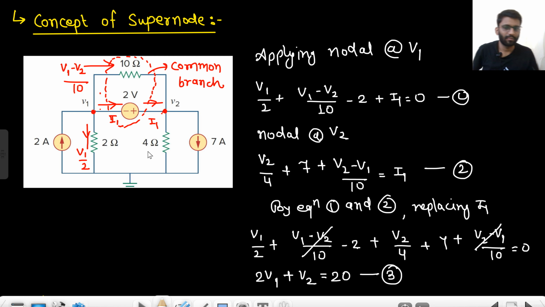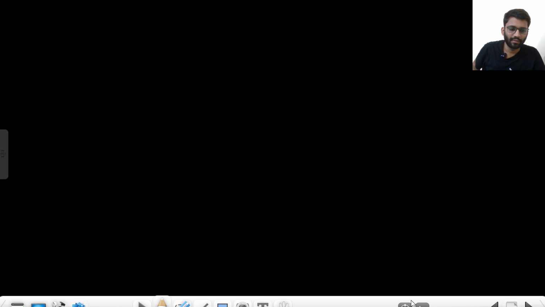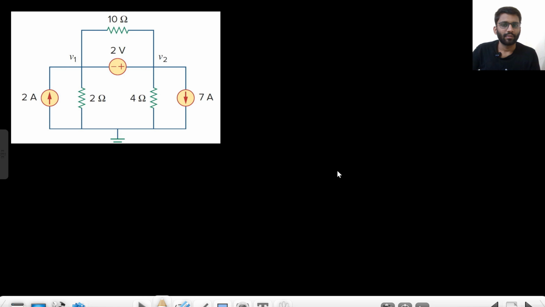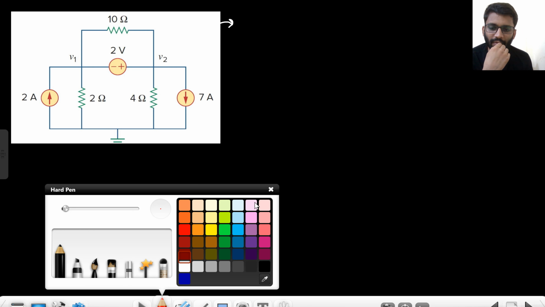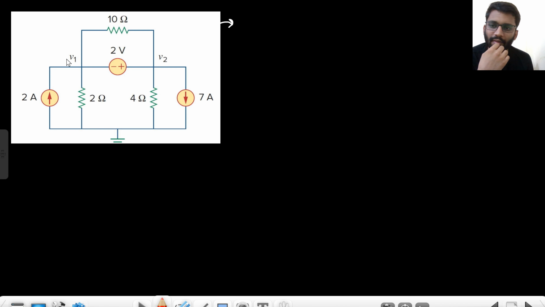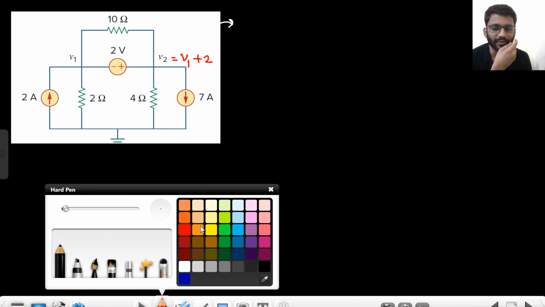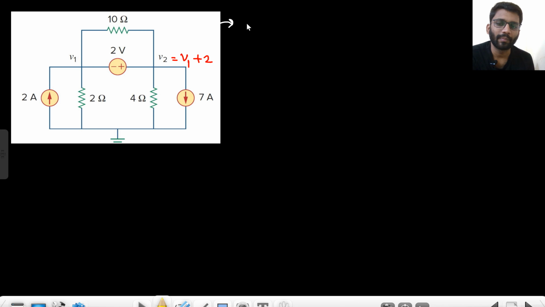Then now you can apply the KVL. Okay, so I will just copy that diagram and then we will apply the KVL. So now we will apply the KCL, not KVL, the KCL. Here we will apply KCL. How will we apply? This is V1, V2 will be V1 plus 2, by the concept of supernode.